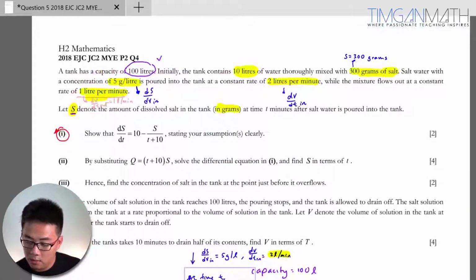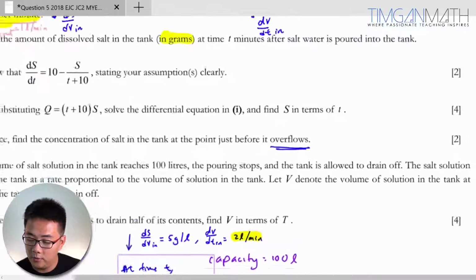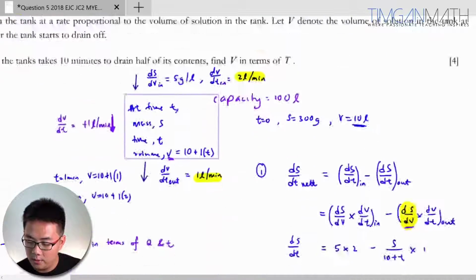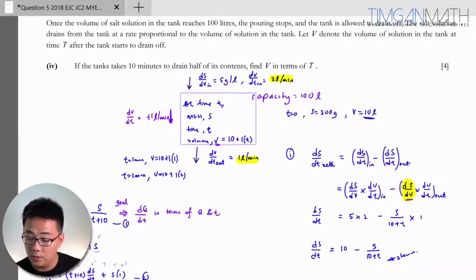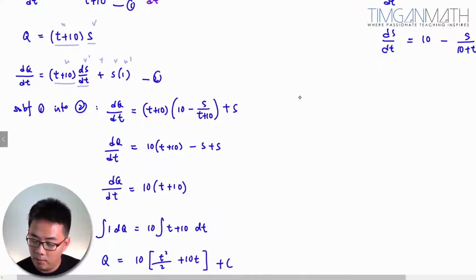So S, once you've done it already, hence the concentration of salt in the tank at the point just before it overflows. Just before it overflows just means when V equals 100 liters. So when V equals 100 liters, we need to find the boundary conditions. That's not too bad. We already know this is the time that we have. So part 3, when V equals 100 liters, we find what's the T.